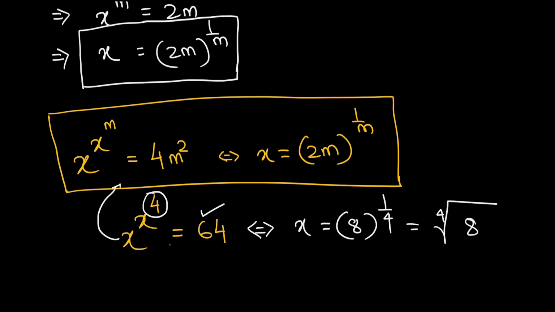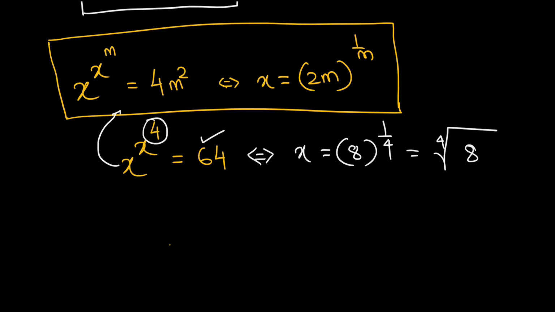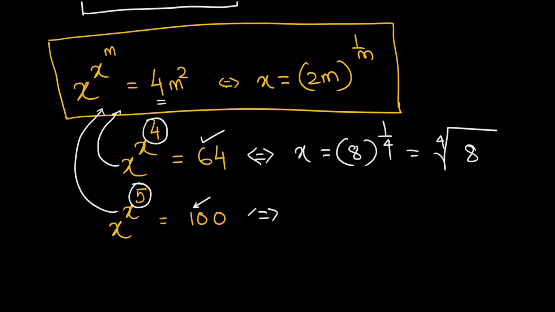Isn't it so simple? Now let us solve another problem, that is x to the power 5 is equal to 100. So let us find if this question falls under this pattern or not. Then this is 5, and if you calculate 4m square, that is 4 into 5 square, that is 25, 25 into 4 equal to 100. Hence the value of x is equal to 2m, that is 2 into 5, that is 10, whole to the power 1 by m, that is 1 by 5. So the answer is 5th root of 10.